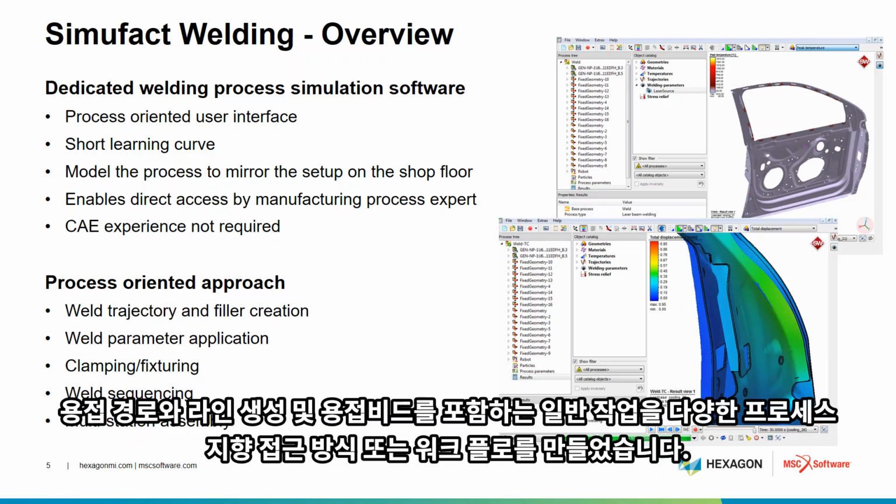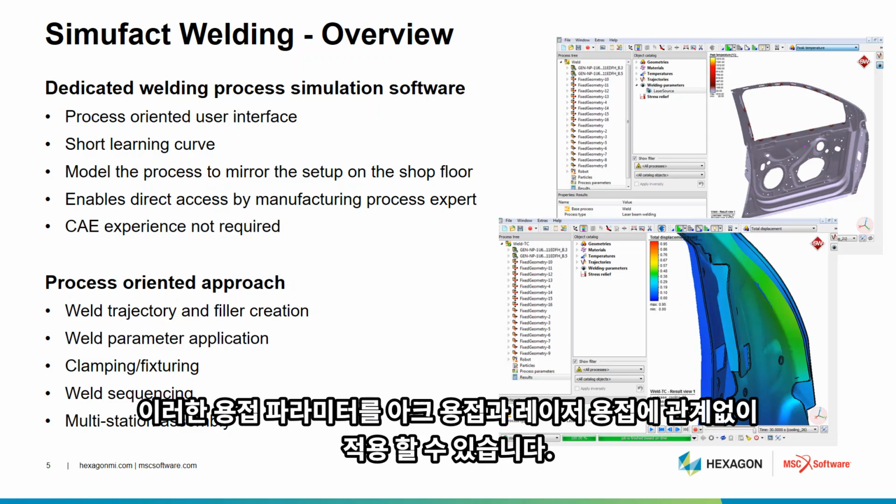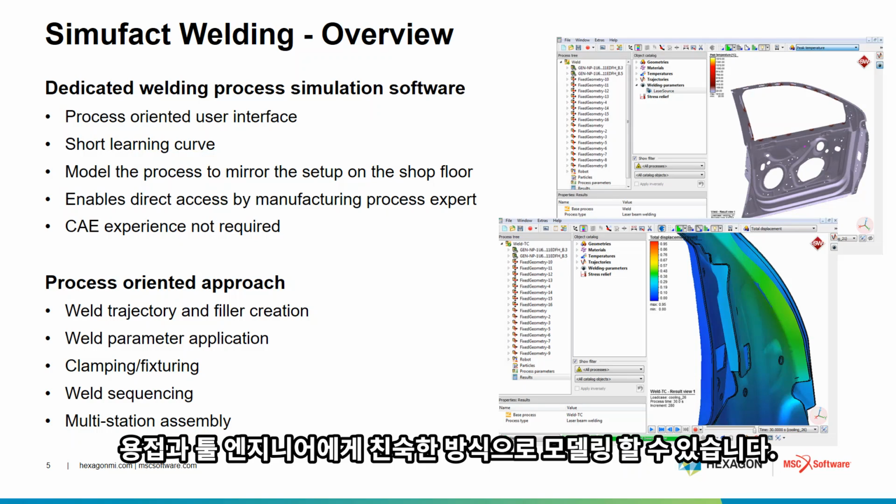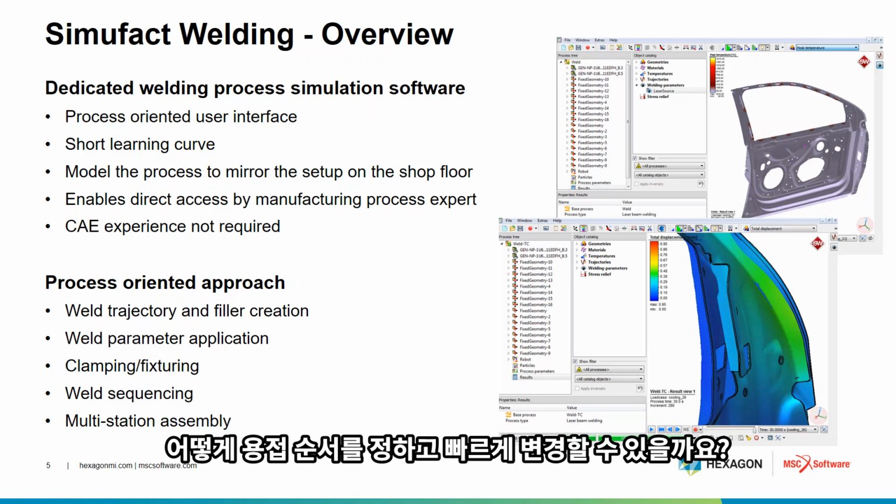To do this, we've established a number of process-oriented approaches or workflows for common tasks, some of which include generating the weld trajectory or weld line, as well as generating the weld filler. Applying those weld parameters, whether it's to an arc weld or a laser weld application. Applying or creating clamps and fixtures, whether it's a clamp or a net pad or a fixture, different types of clamps, so that they behave in ways that are common or familiar to a welding or tooling engineer. Also being able to apply weld sequence or change sequence very quickly.